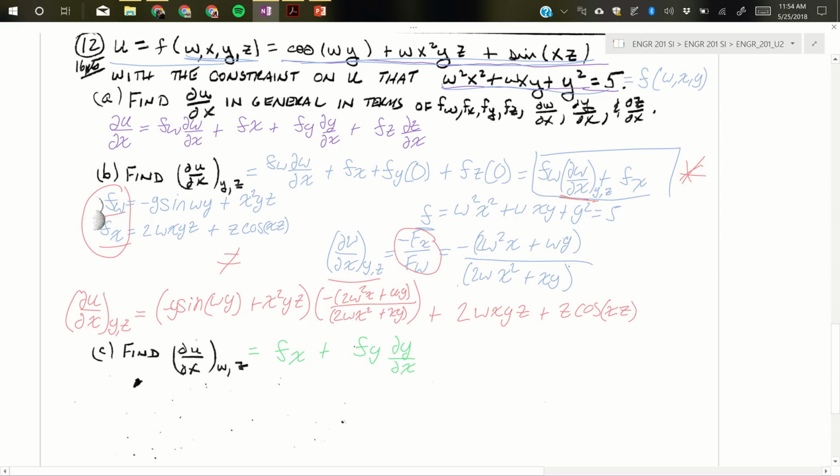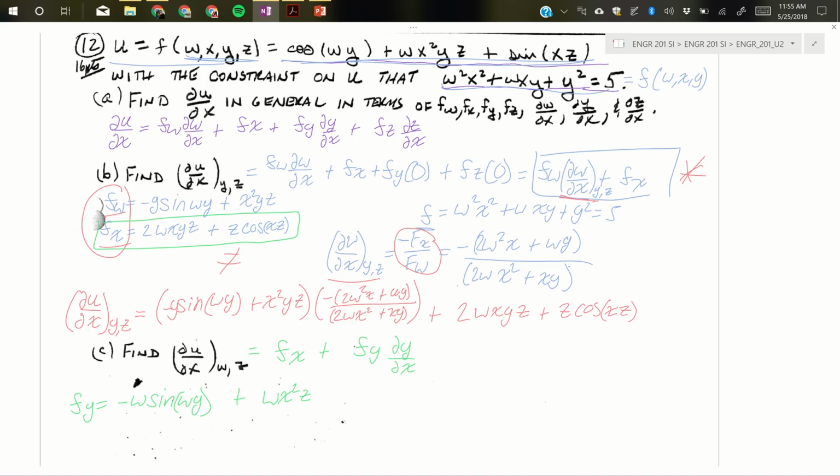Now I'm going to solve for f_y and f_x. f_x we still have from up here, so I don't have to solve for it again. I'm just going to solve for f_y, and I'll plug in f_x from the previous one. So f_y would equal the derivative of cosine wy, so negative w sine wy, plus the derivative of wx squared yz with respect to y, so I have wx squared z. Now plus, there's no y in that last term, so that goes to 0.